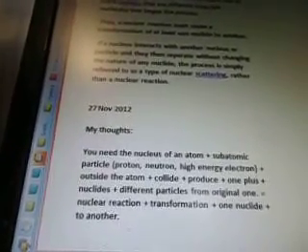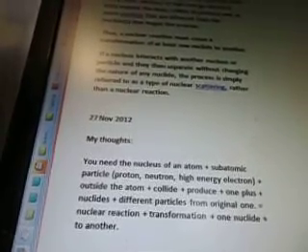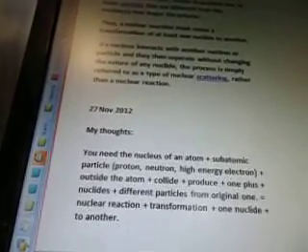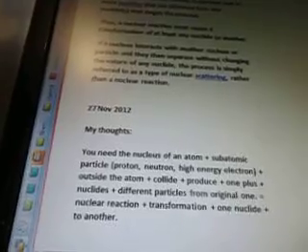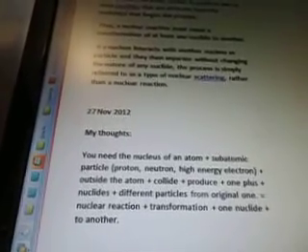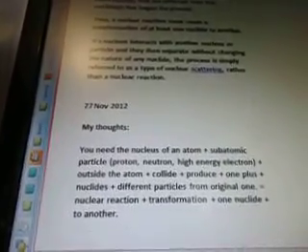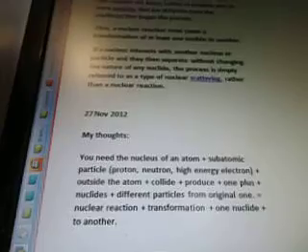So my thoughts are: you need the nucleus of an atom plus a subatomic particle like a proton, neutron, or high-energy electron from outside the atom. You want to collide them to produce one or more nuclides, different particles from the original one, equals nuclear reaction, transformation of one nuclide to another.